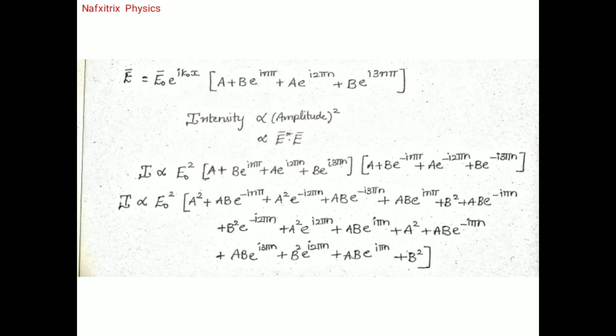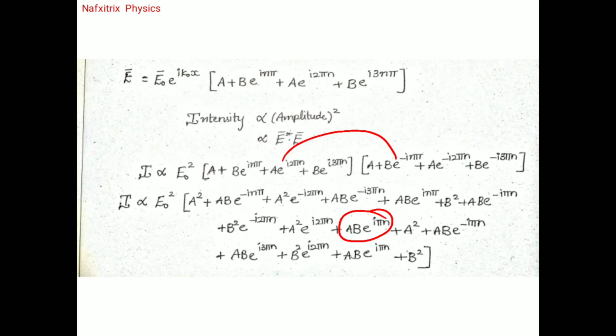And next thing is, this term b into b is there, so b square e power minus, here minus 3 is there, here plus 1 is there, minus 3 plus 1 is nothing but minus 2. So this one we are having. And next thing is this one multiply with this one, a square into e power i 2 pi n. So this one we are having. And this term multiply with this one, ab e power 2 minus 1 is nothing but plus 1.